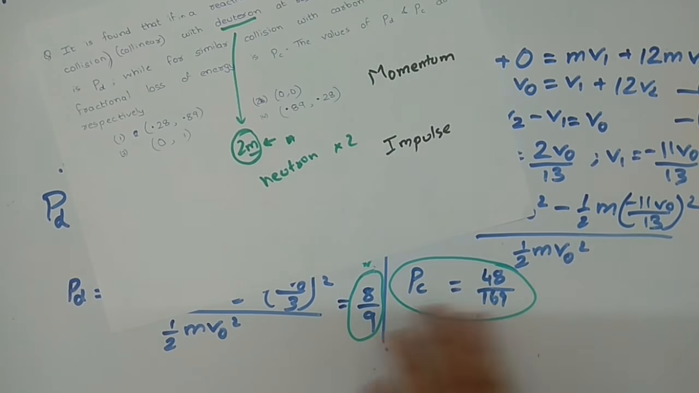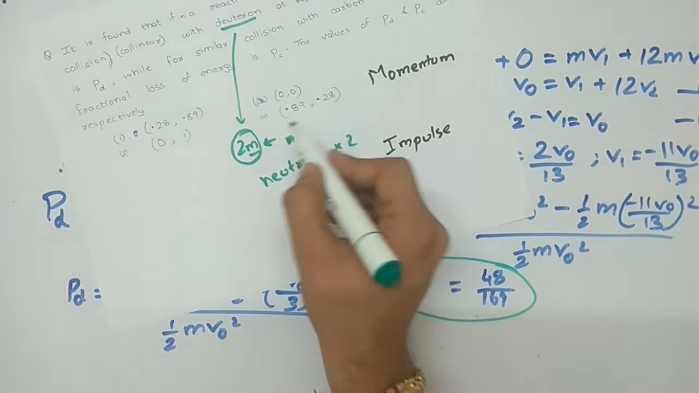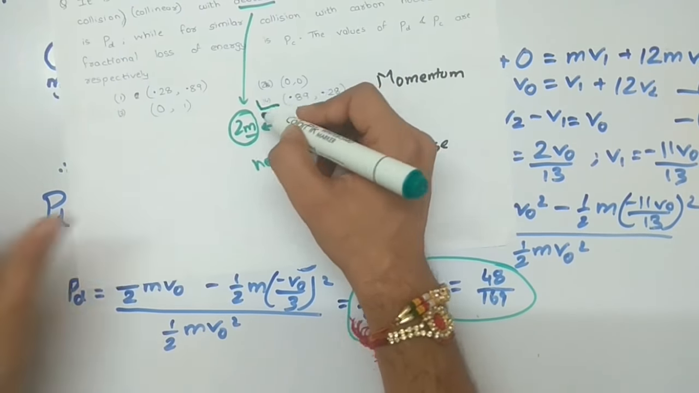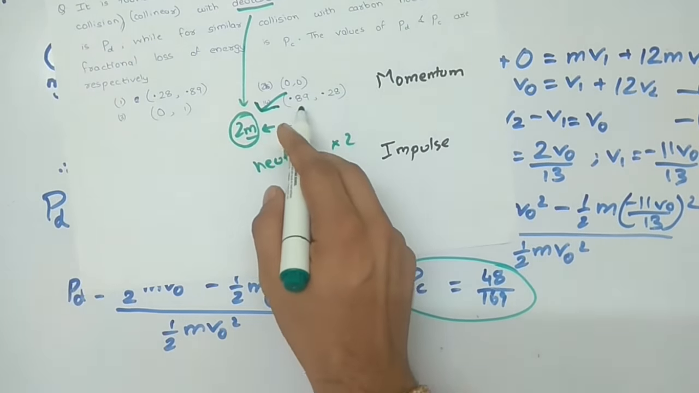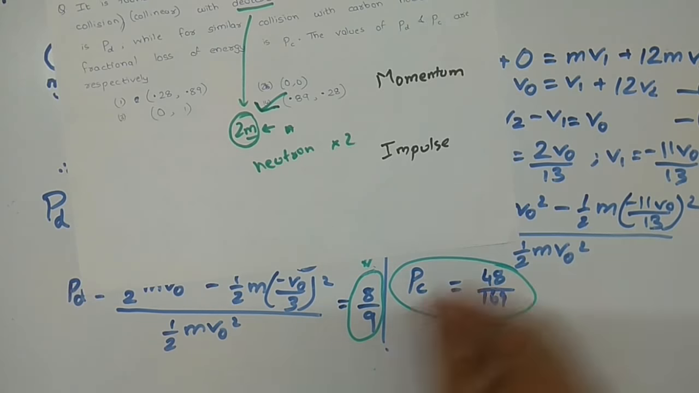And you can also calculate, if you have some techniques. We can also make a different video for this. So therefore, the correct option is option 4, 0.89 and 0.28.